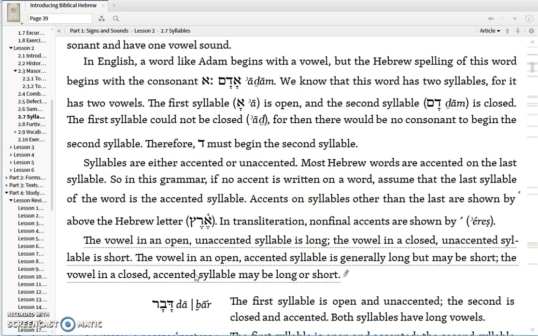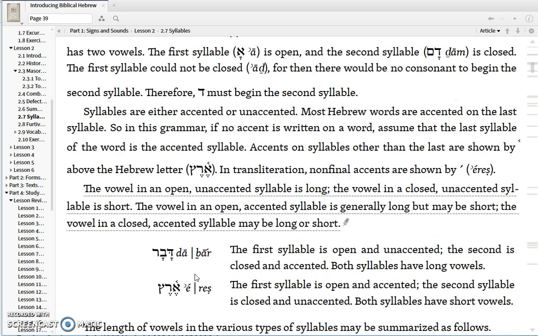Now there is a rule that might be worth your remembering. The vowel in an open, unaccented syllable is long. The vowel in a closed, unaccented syllable is short. The vowel in an open, accented syllable is generally long, though it may be short. And the vowel in a closed, accented syllable may be long or short.